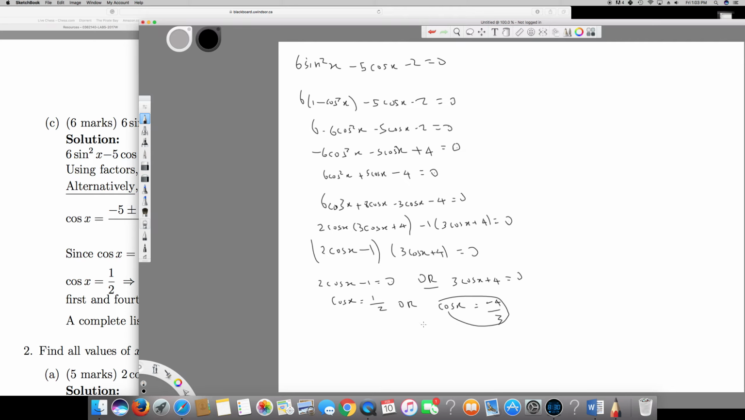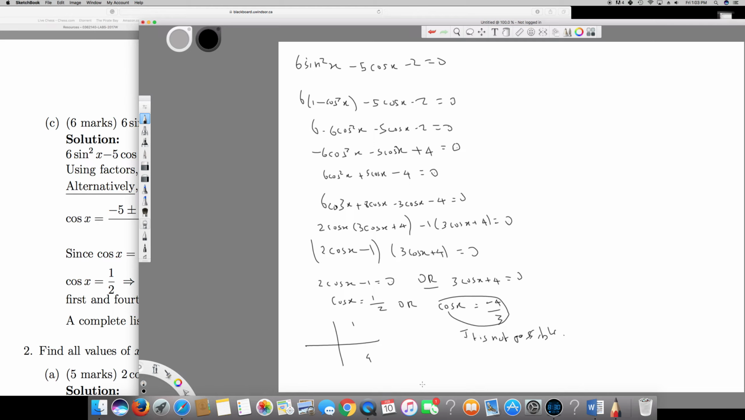But cos x is equal to half is possible. So we have to eliminate the other one and mention that it's not possible. This is not possible, but this is possible. Cos x is equal to half is possible, and since this is a positive number, cos is only positive in two quadrants, the first quadrant and the fourth quadrant. So we have to find at which value cos is half.